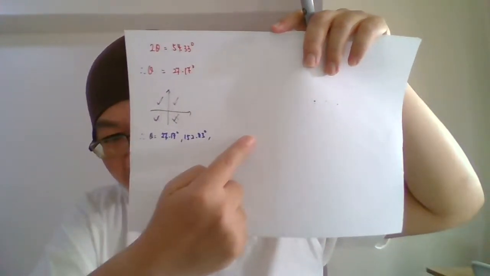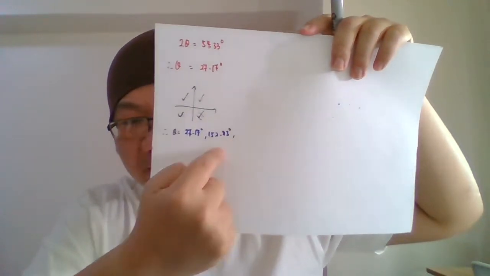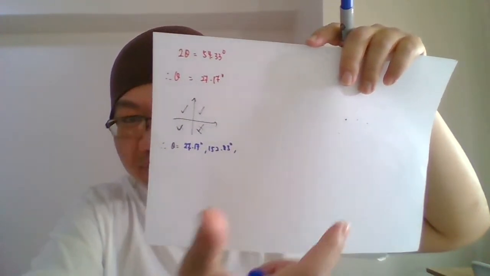If you continue anyway, how do you find the third and fourth answers? Take 360 plus the first answer to get the third answer, and 360 plus the second answer to get the fourth. That will be your final answer for people who make the mistake. So 360 plus 27.17 gives 387.17, and 360 plus 152.83 gives 512.83.